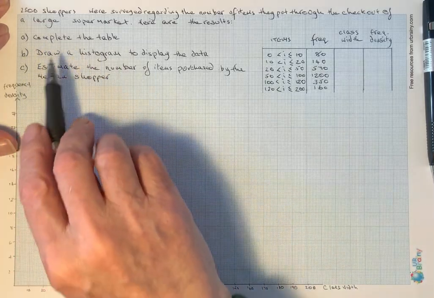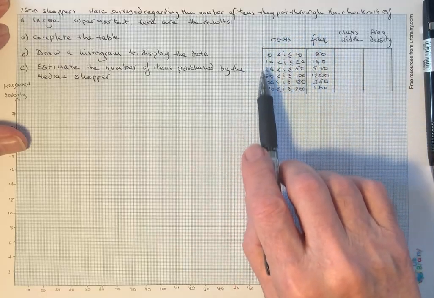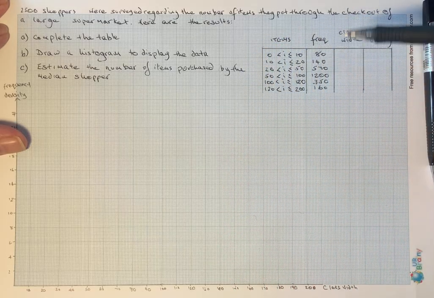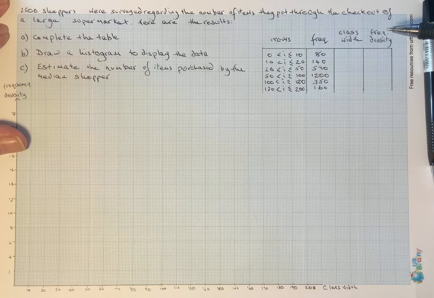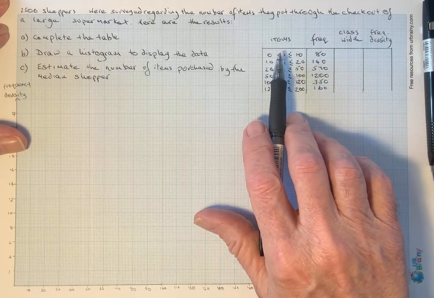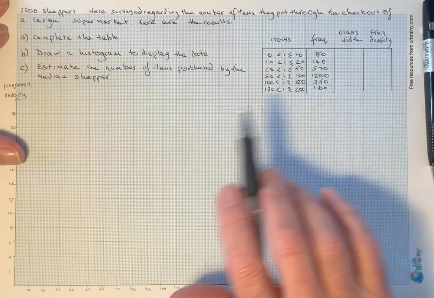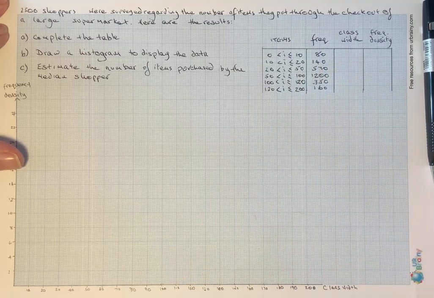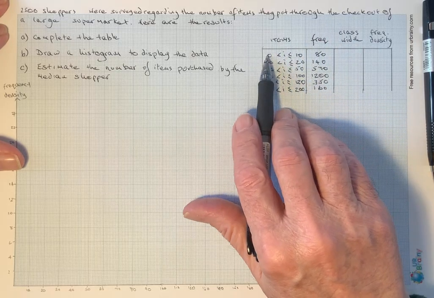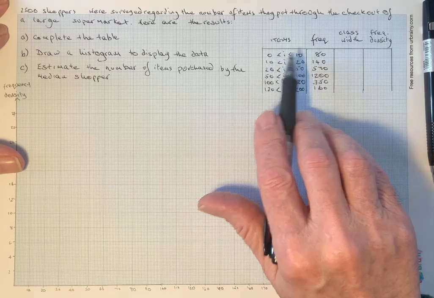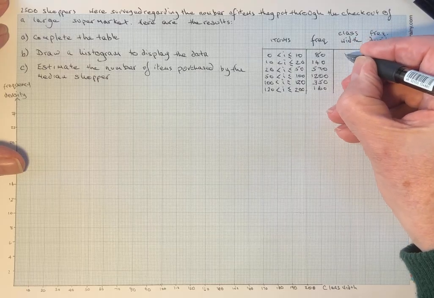So the first job is to complete the table, and all the information that we need is in this part of the table here. We have the number of items, the frequency of those items, the class width, and the frequency density. The items are the number of items in the shopping basket. The frequency is the number of shoppers who put that many items through. The class width is the upper bound, which is 10, take away the lower bound, which is 0. 10 take away 0 is 10, so I'm going to put 10 in there.